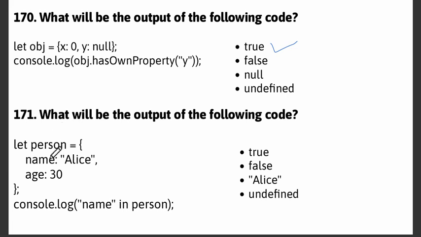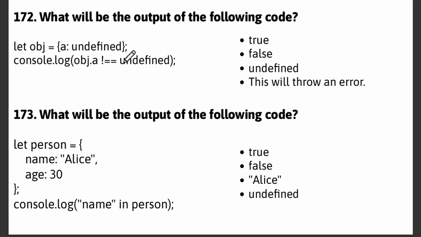Another question, there are two properties given inside a person object, and inside the console.log I want to check that name in person, that name comes in person. So it will show me the output true. True is the correct part because name comes in the person object.